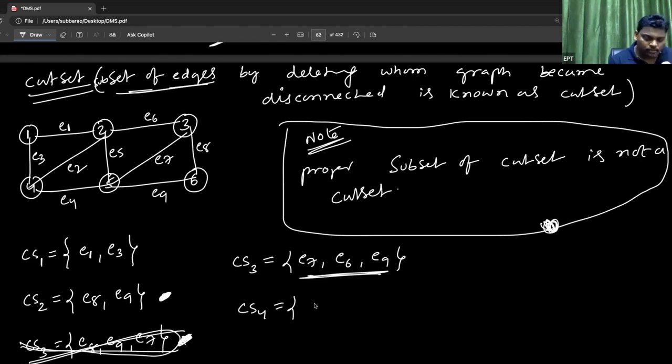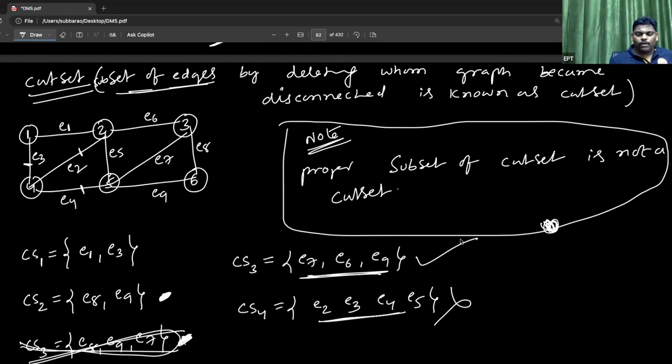Let's try this also. E2, E3, E4, E5. Check this. Is it a cut set? E2, E3, E4, E5. E2, E3, E4. Can you see this? E2, E3, E4. Already it is a cut set. What is the requirement of something else? How can you say the total is a cut set when this itself is a cut set? So it is not. How can you say the superset is a cut set when the subset itself is a cut set?